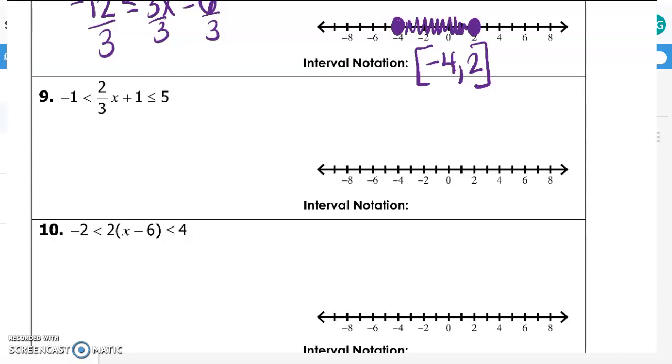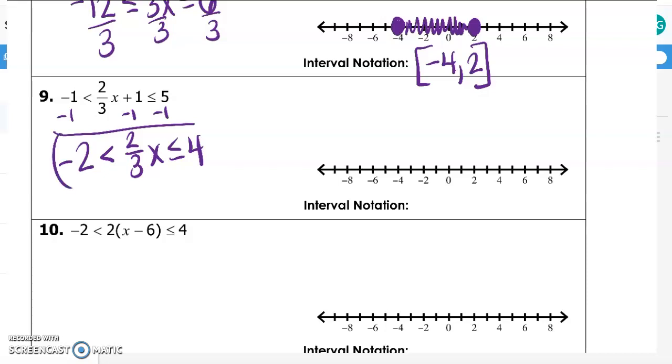Number 9, first we would subtract 1. Make sure you do that 3 times. -2 is less than 2/3 x is less than or equal to 4. Remember, to get rid of a fraction, you multiply by the reciprocal. Instead of writing it 3 times, I'm going to do this, 3/2. Just remember we need to do it here, and here, and here.